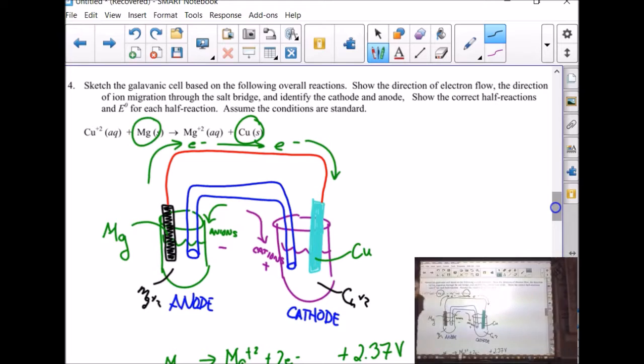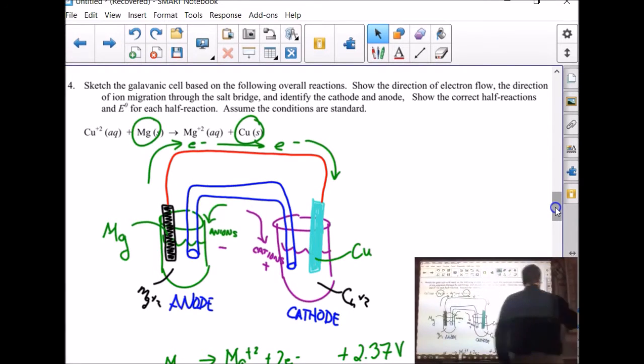Who knows? Okay? And keep in mind that in the salt bridge, anions, the negatively charged particles, move toward the anode. The cations, the positively charged particles, move toward the cathode. The flow of electrons for this diagram goes from the anode to the cathode. And notice that I said from anode to cathode. It goes from the metal to the other metal.